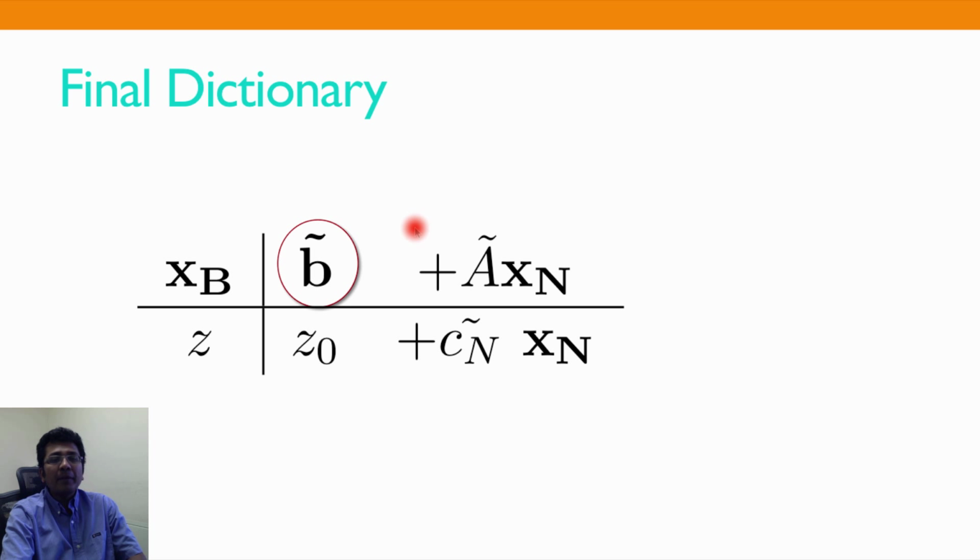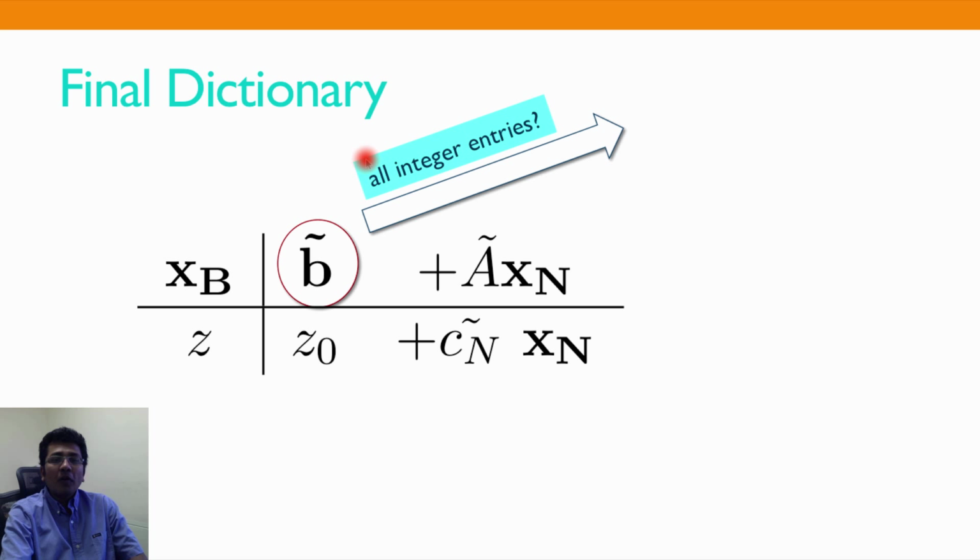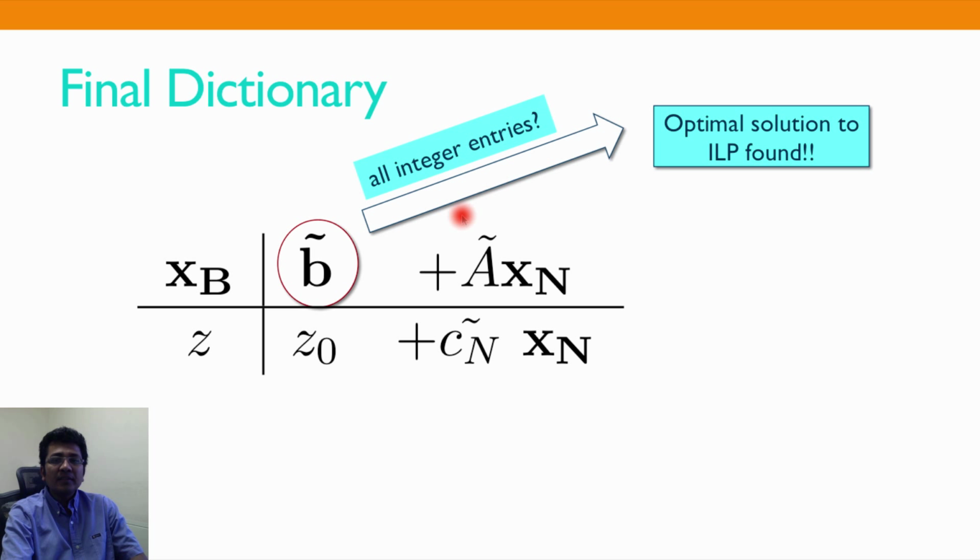Now let's examine b tilde. Now, if all entries here are integers, then the optimal solution to the ILP has been found. We can now leave because we are done. Okay, why is that? Because xb will be assigned the integer values in b tilde, excuse me, and xn will be assigned to 0, which are all integers. Therefore, the optimal solution to the ILP is found.